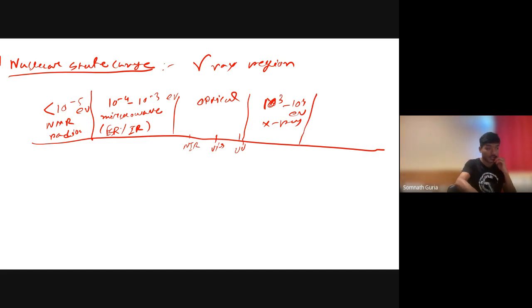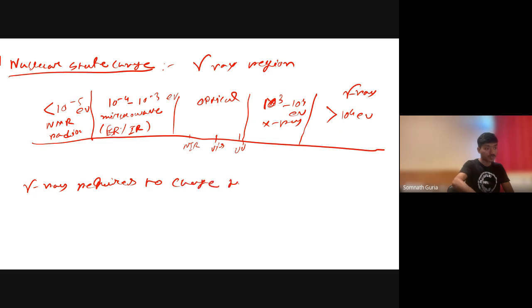And after that, the energy which is then 10 to the power 4 eV, which is actually gamma ray. Okay, this gamma ray actually requires gamma ray to change the nuclear state.